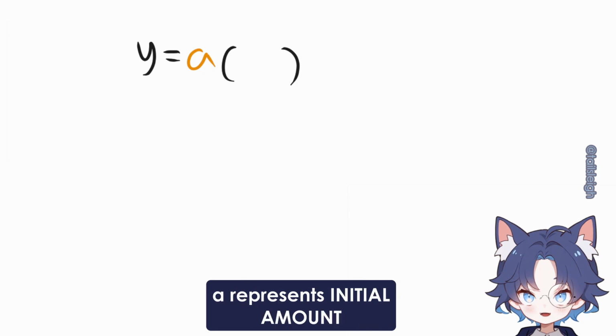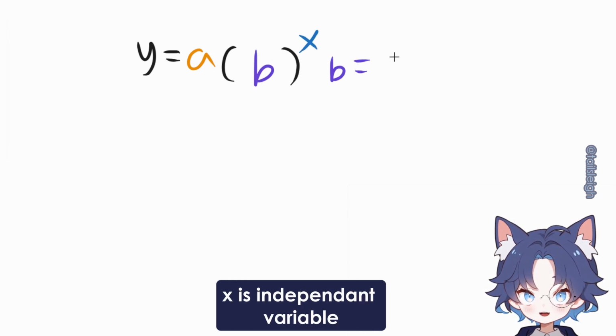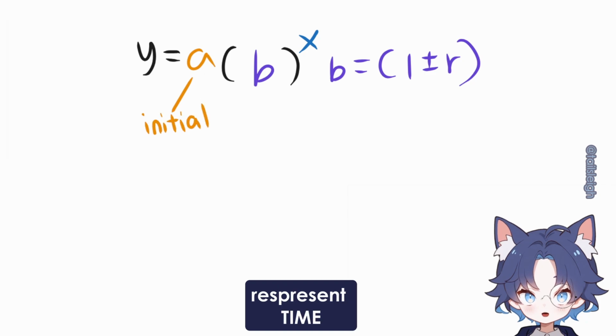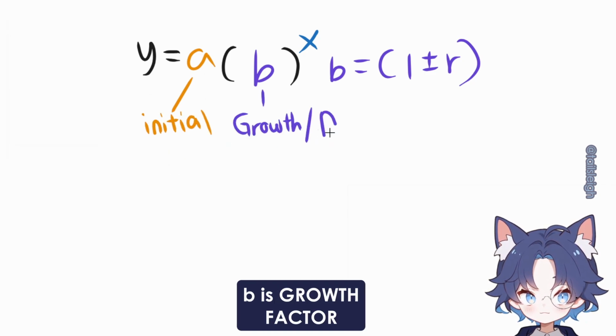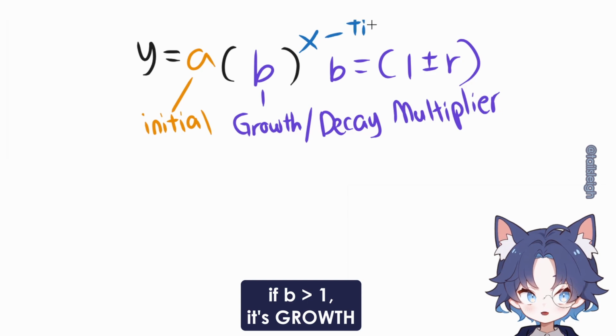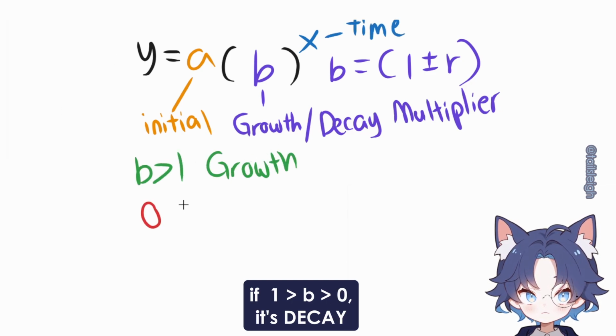Exponential function. a represents the initial amount, r is the decimal rate, and x is the independent variable, usually representing the time. b is your growth factor. If b is greater than 1, it's growth. If it's between 0 and 1, it's decay.